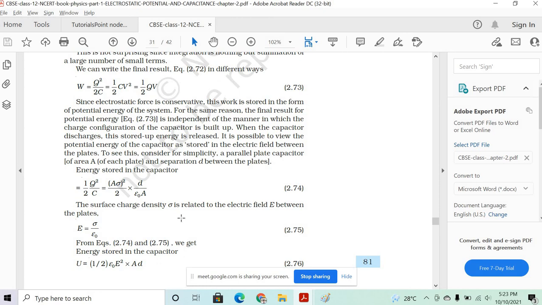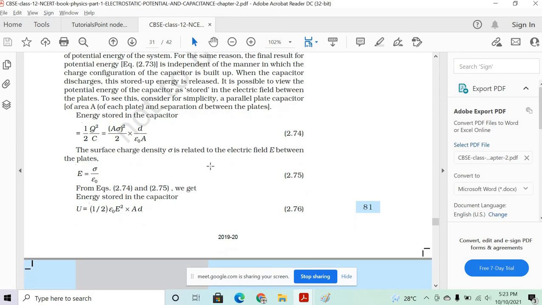And we can just find the surface charge density also. The surface charge density gives the electric field between the two plates, that is sigma by epsilon naught. Sigma is the surface charge density, and you can get the relation between the energy in terms of electric field also. Let's understand that. So once you got the electric field, sigma by epsilon naught is electric field, right? So here also you have sigma by epsilon naught.